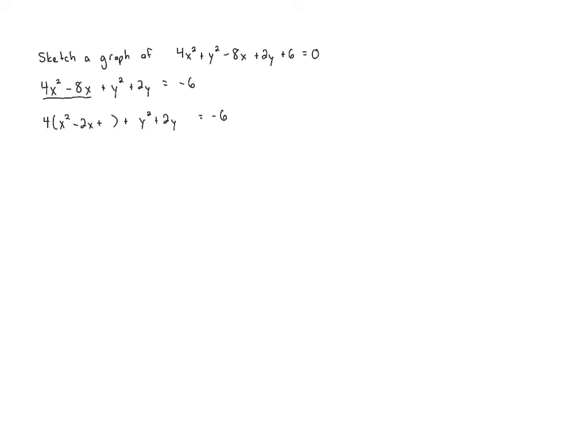To complete the square with the x's, we need to add 1, but what we're really doing is adding 4 times 1, which is 4, so we need to add 4 to the other side of the equation to balance it. And then to complete the square with the y terms, we need to add 1, so we of course add 1 to the right-hand side. When we do this, we can factor out those perfect square trinomials. So we get 4 times the quantity x minus 1 squared plus the quantity y plus 1 squared on the left. And on the right, negative 6 plus 4 plus 1 gives us negative 1.